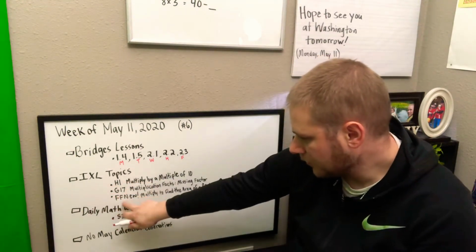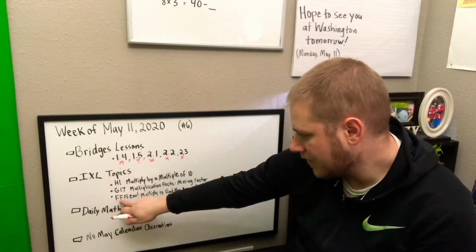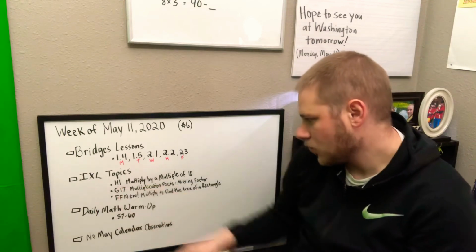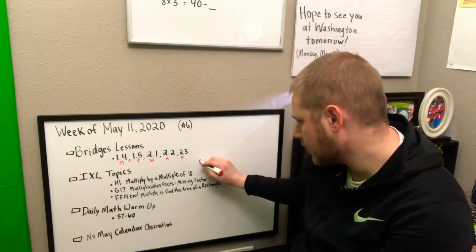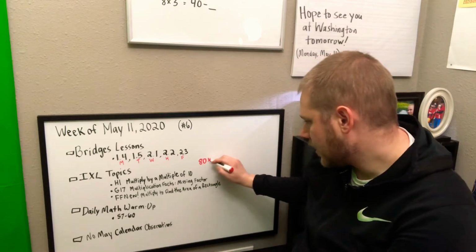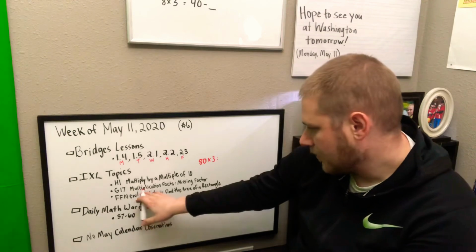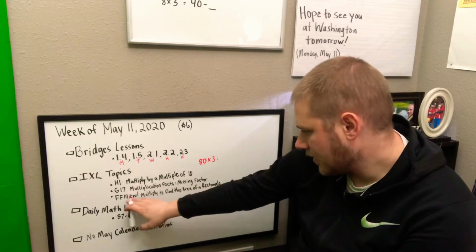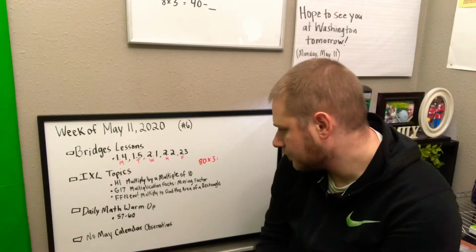For IXL, the 3 topics, H1, G17, and FF, and it doesn't have a number with it, it just says new, and it's H1 multiplied by a multiple of 10. For example, 80 times 3 would be a question you'd see. Multiplication facts, missing number, and then FF new is multiply to find the area of a rectangle.